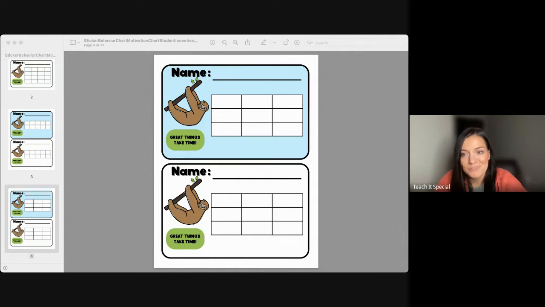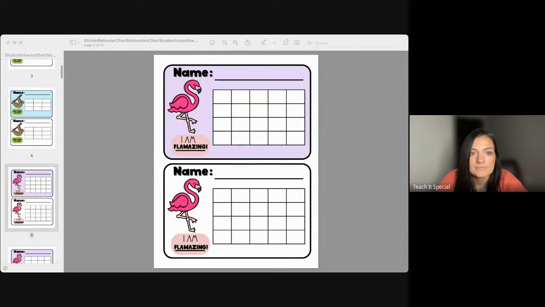Now, if this is something where the student needs something a little bit more reinforcing, go ahead and do a larger token or a larger sticker chart, because then you can give them 2 or 3 stickers a day or 4 or 5 stickers a day, but they will still have to work for it a little bit longer since there's more on there.